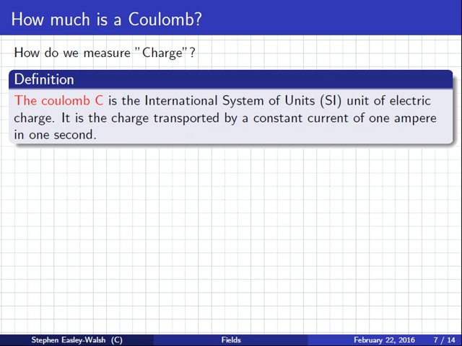So write the Coulomb definition down, please. You don't even need to say that it's an SI unit in the exam. Okay? I mean, of course it's an SI unit because all our units are SI units.